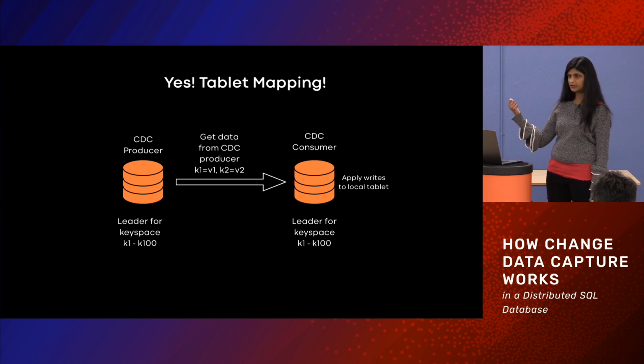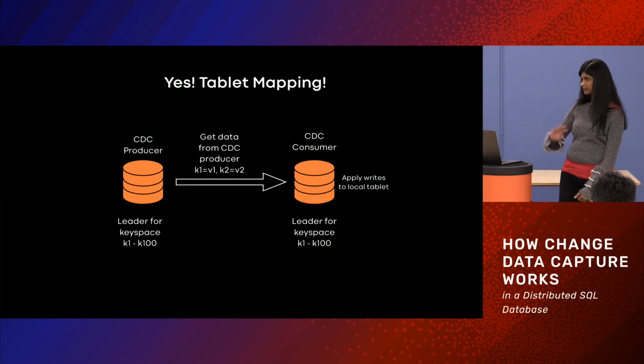So what happens as a result of that is, your consumer gets the data from the producer, K1 equal to B1 and K2 equal to B2. But now K1 and K2 are local writes. So you're just writing them on your disk. You're not sending it somewhere else.